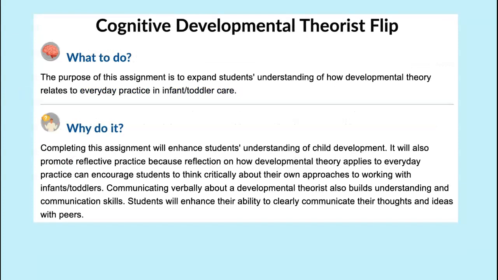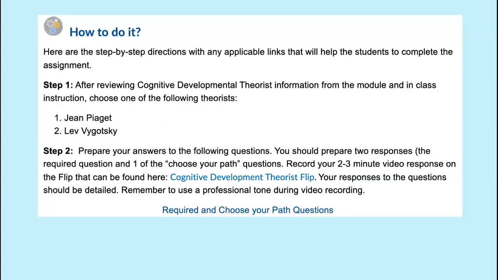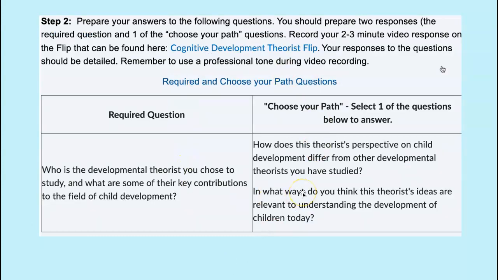Okay, moving on. Cognitive developmental theorist Flipgrid. I'm encouraging you to read each of these steps, what to do, why to do, how to do it. You're going to choose Piaget or Lev Vygotsky. Jean Piaget or Lev Vygotsky. Okay, and you're going to open up the Flipgrid and you're going to record a 1 to 2 minute video response with the following things. Okay, so read through all of the required questions, okay, and then choose your path.